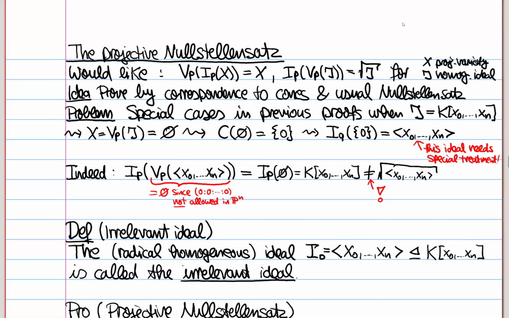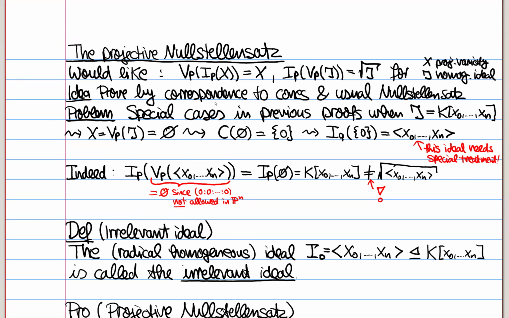So in this video, we are going to see the projective Nullstellensatz. What we would like ideally is that when X is a projective variety and J is a homogeneous ideal, the best thing would be that VP of IP of X is X, and IP of VP of J is the radical of the ideal.